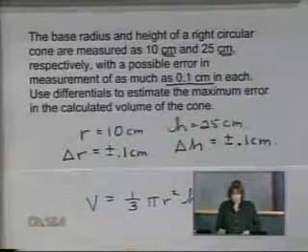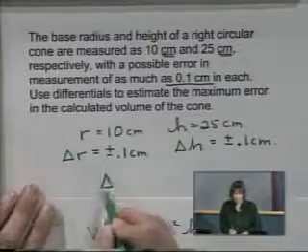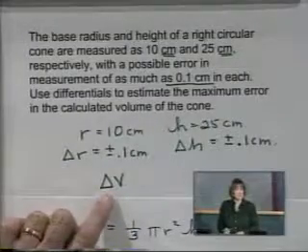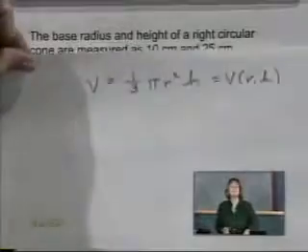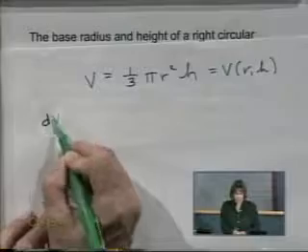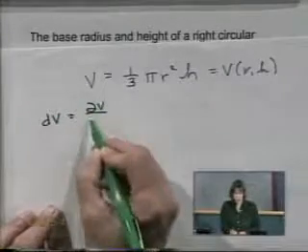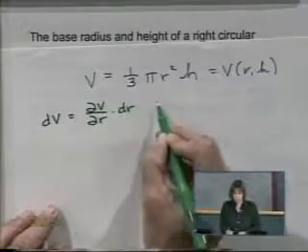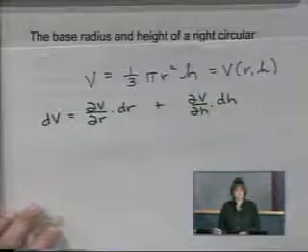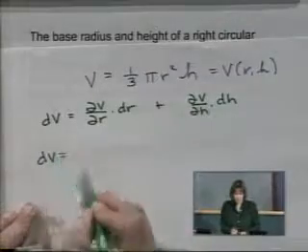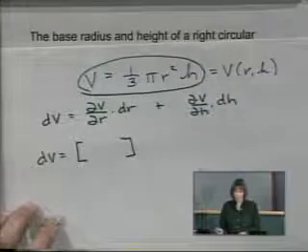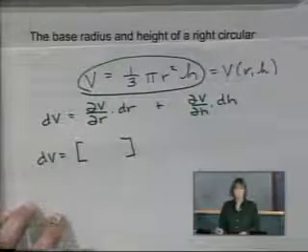Okay? Now we want to come up with a way of estimating how much our volume could be off by. But instead of evaluating delta V, we're going to evaluate dV. V is a function of R and H, so dV would equal the partial of V with respect to R times dR plus the partial of V with respect to H times dH. It's that simple. So dV is equal to, now you guys tell me, if V is 1/3 pi r squared H, what's the partial of V with respect to R?